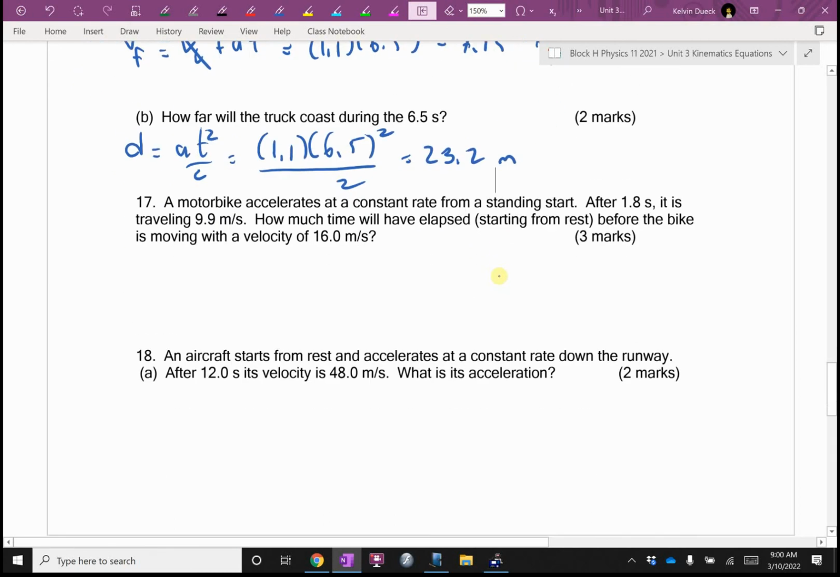A motorbike accelerates at a constant rate from a standing start. I think that's another way to say from rest. Oh yeah, it even says starting from rest.